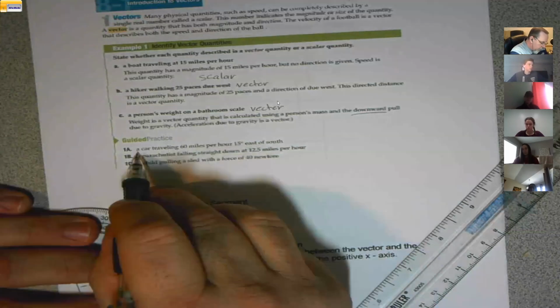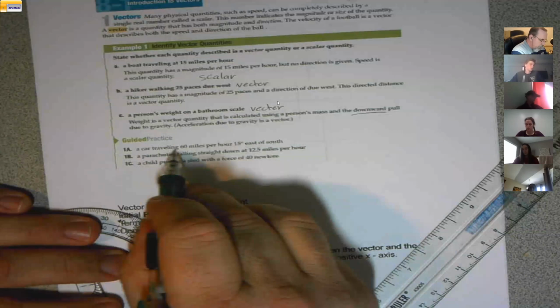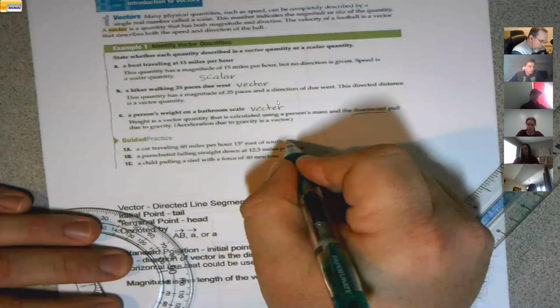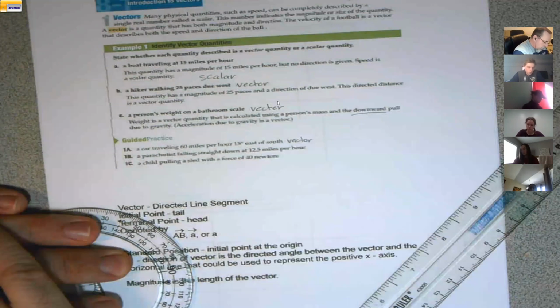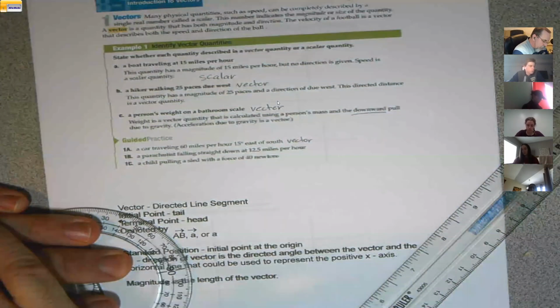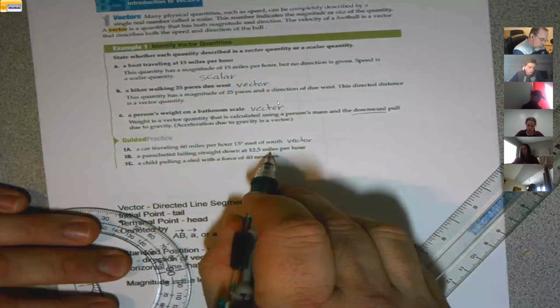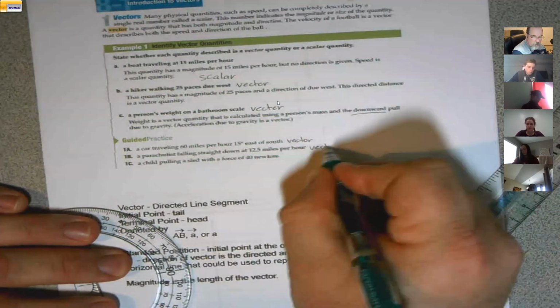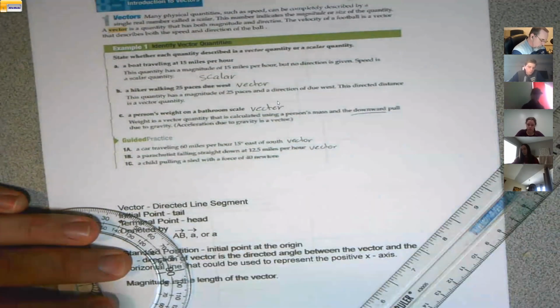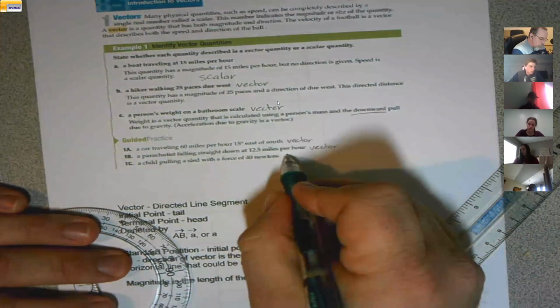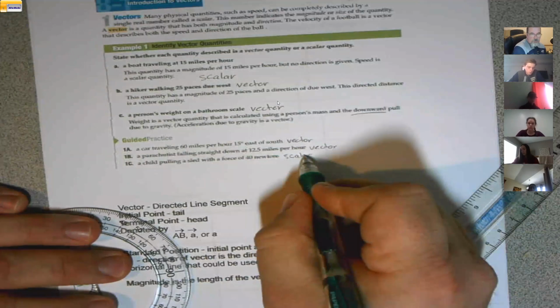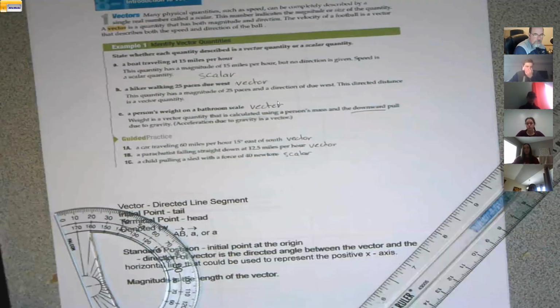A car traveling 60 miles per hour, 15 degrees east of south, that is a vector. It gives both magnitude and direction. A parachute is falling straight down at 12.5 miles per hour. That's a vector because we know it's going down. A child pulling a sled with a force of 40 newtons, that'd be a scalar because it gave no sense of direction whatsoever. So, a little bit of terminology to start out with: scalar and vector.